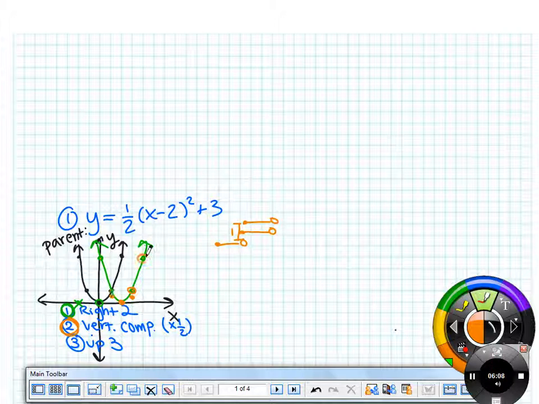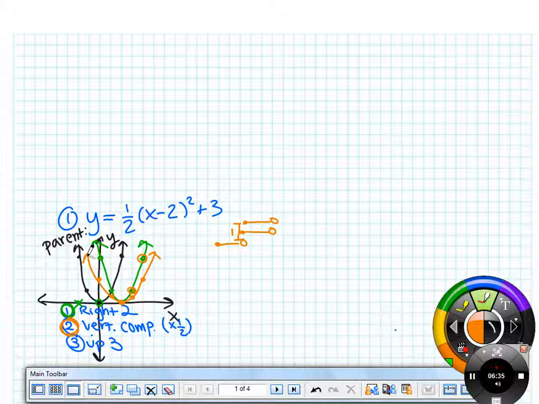Now this point up here, how many units was it away from the vertex? 4 originally, right? So now we're vertically compressing that by 1/2. So you take a distance of 4 and you multiply it by 1/2 or cut it in half, and what do you get? 2. So instead of these points being 4 units away from where the vertex is vertically, they're only going to be 2 units away from where the vertex is vertically. So now we get this graph from this change.